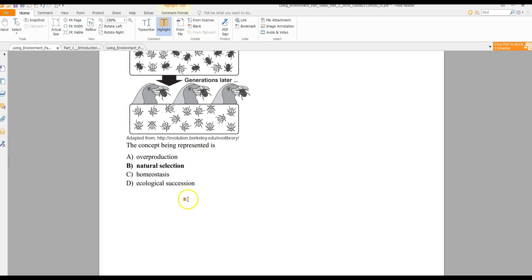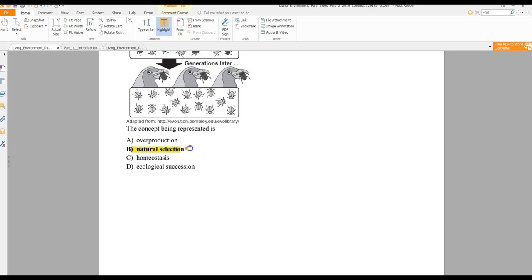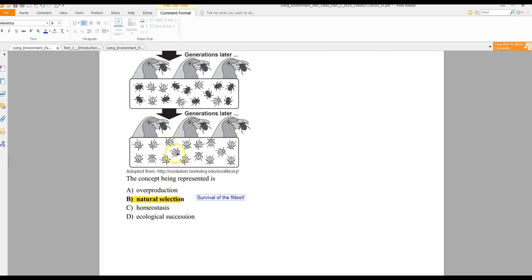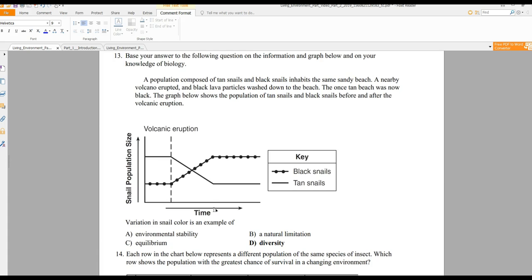Okay, so let's answer the question. The concept being represented is natural selection, guys. Survival of the fittest. So natural selection, to sum it up, is survival of the fittest. So the fittest ones here are the beige ones because they can't be seen. Can't see, can't eat. Moving on. Picking up speed here.